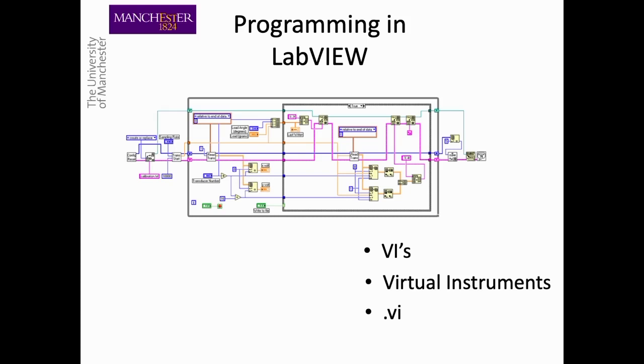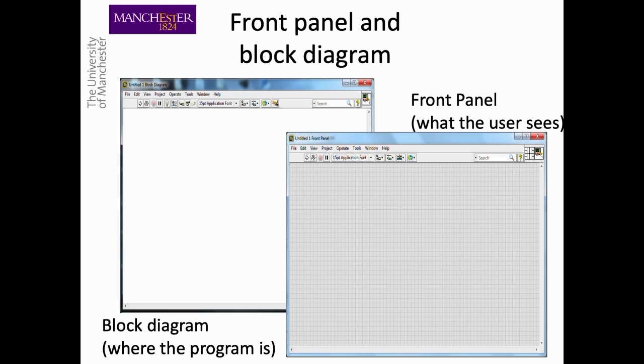So programming in LabVIEW is called a VI, a .VI, virtual instrument. That's what we're looking at here. And programs within LabVIEW have two parts to them. We've just seen on the left-hand side this thing called the block diagram. This is where we do our programming. So we write our code here. And the thing on the right-hand side is the front panel. And that's the thing that we interact with.